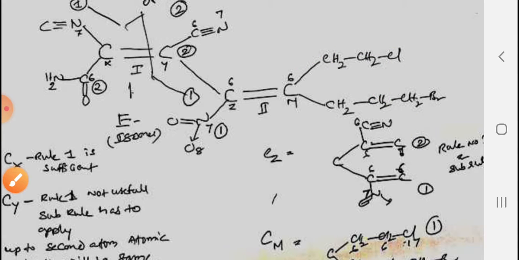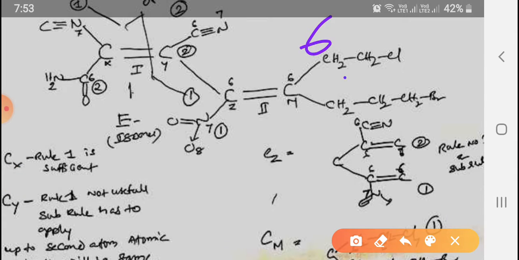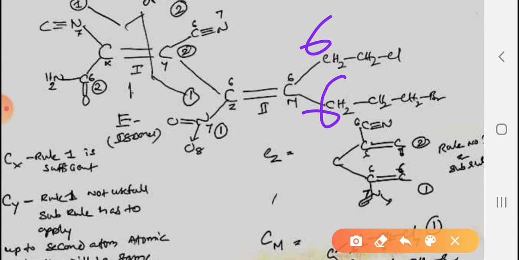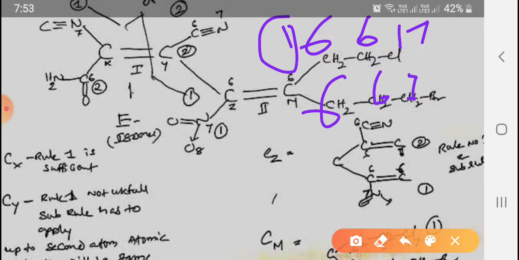I am going to explain once more. It is 6, see here it is 6, 6. Rule number 1 is not sufficient. Go to the sub rule, 6, 6, not sufficient. Go to the end of the chain, next 6, but it is 17. So atomic number is greater here, hence it is 1.